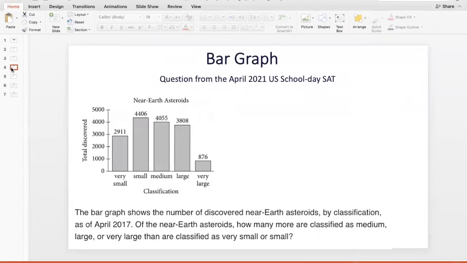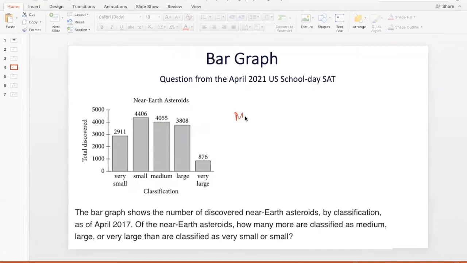Now, what is a bar graph? A bar graph is basically representing exact values for a particular category, right? For example, in this question from the April test, the bar graph shows the number of discovered near-Earth asteroids by classification as of April 2017. Of the near Earth asteroids, how many more are classified as medium, large, or very large than are classified as very small or small? So you have exact numbers given to you. The number of medium near Earth asteroids is 4055, large is 3808, and very large is 876.